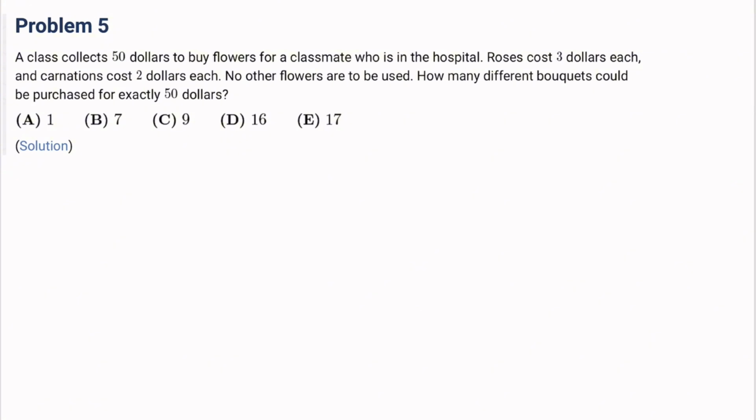Number 5, a class collects $50 to buy flowers for a classmate who is in the hospital. Roses cost $3 each, and carnations cost $2 each. No other flowers are to be used. How many different bouquets could be purchased for exactly $50?